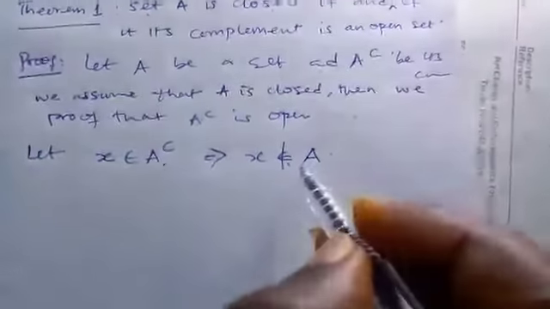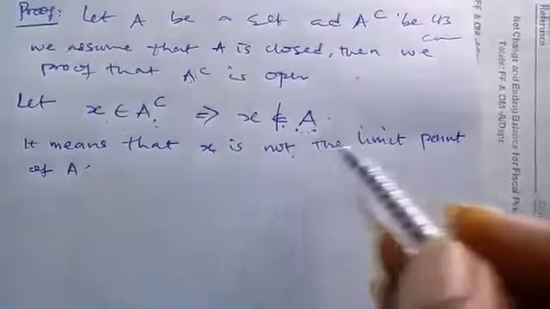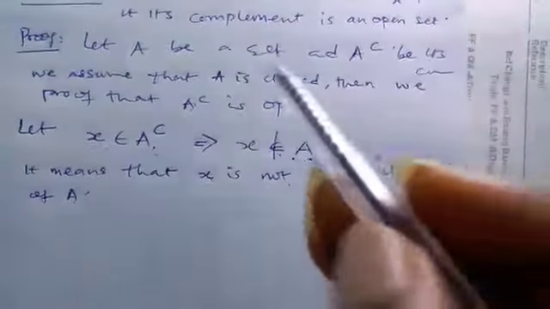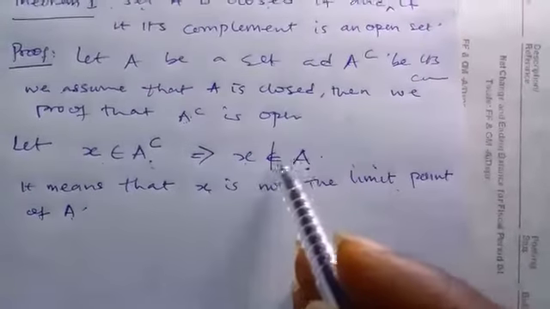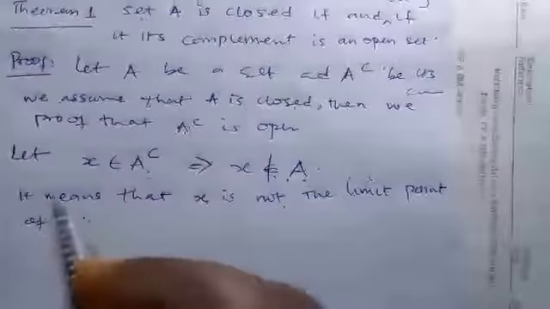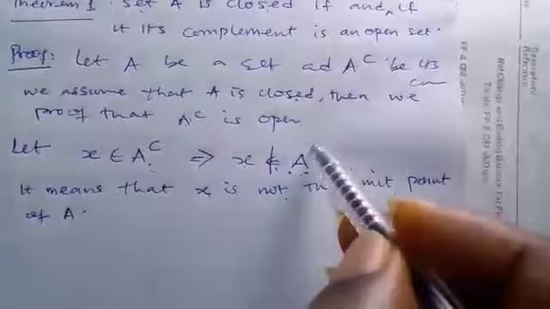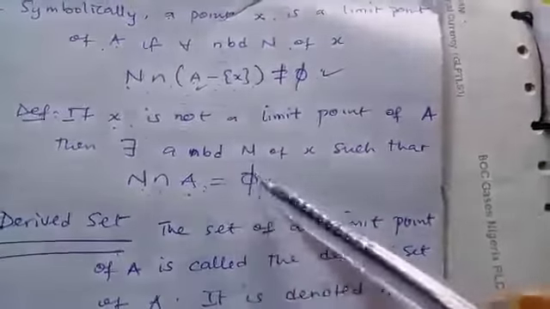Now, since S does not belong to A, it simply means that S is not a limit point of A. If a set is closed, it must contain all its limit points by definition. We assumed that A is closed, so if S does not belong to A, it means S is not a limit point of A. By the definition of limit point, there is a neighborhood N of S such that N intersection A is empty.